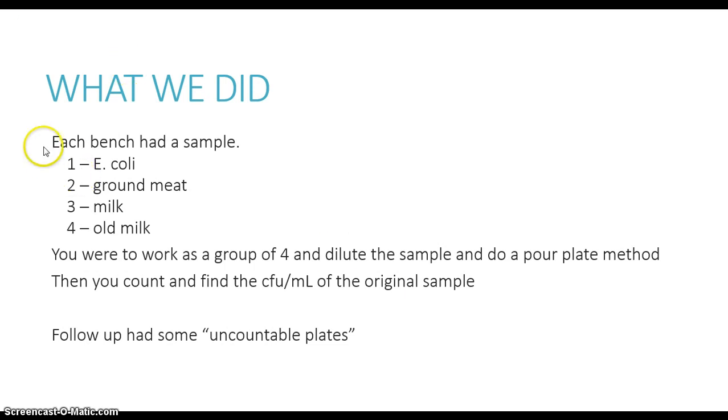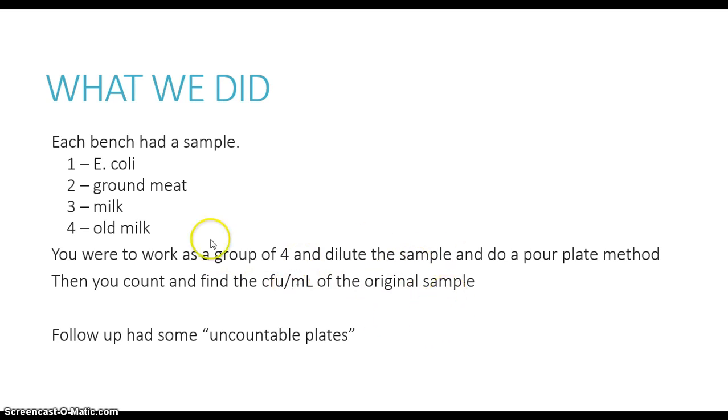So what we did was each bench had a sample. Bench 1 had E. coli, bench 2 had ground meat, and bench 3 had milk. Bench 4 had old milk that sat out for a little bit. And you worked in groups of four to dilute the sample and then do a pour plate method, and you count the number and find the CFU per ml of the original sample.